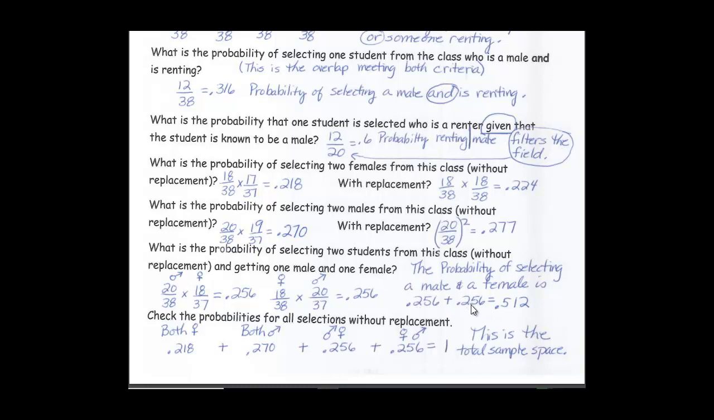Okay, so for the last activity, check the probabilities for all selections without replacement. I'm looking at both female, and I get that from right here. And again, this was without replacement, so I'm just snagging that from here. Both male, I'm going to snag that down from here. And then male first and then female, and female first and then male are just that problem that we've just completed. So we add all those up, we should have the total sample space.